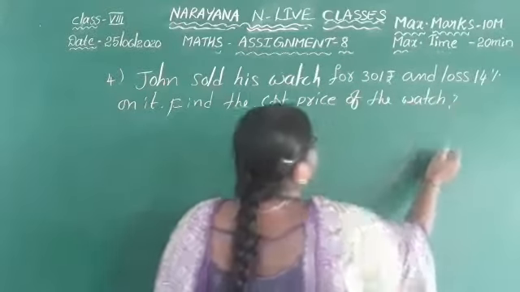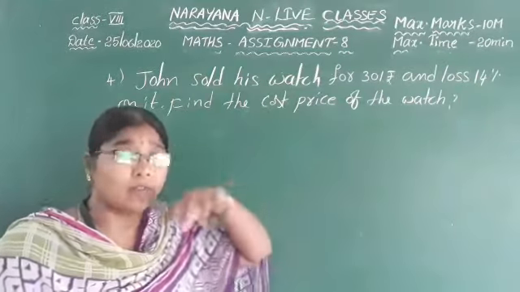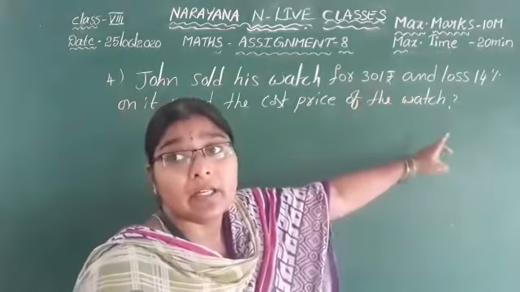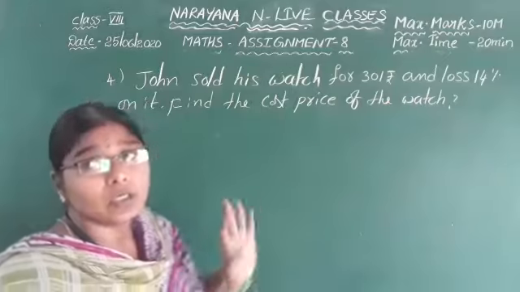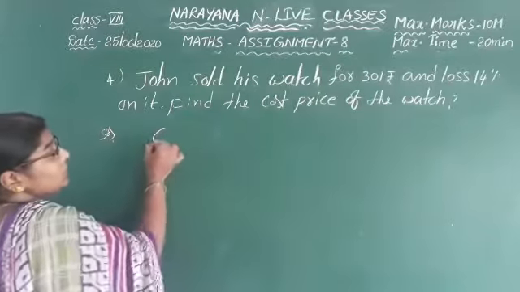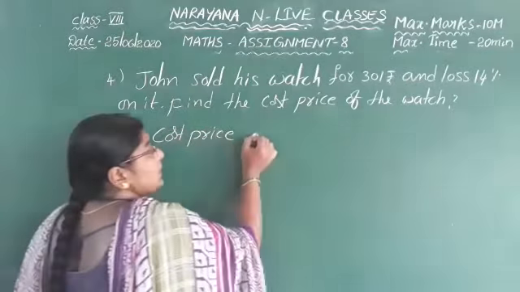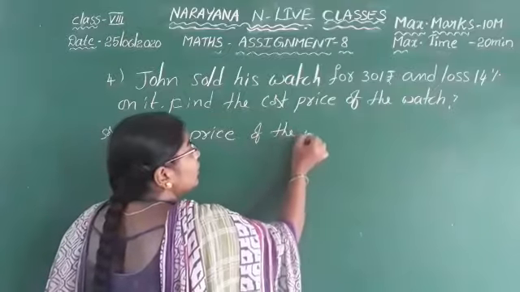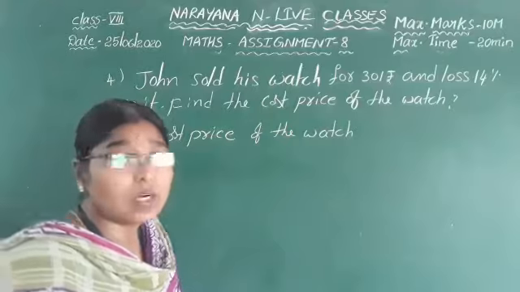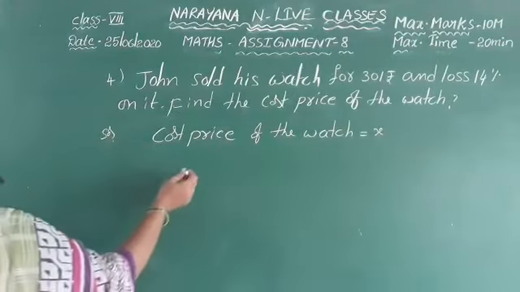Here, we don't know the cost price, so that's why we have to find the cost price of the watch. He sold it for 301 rupees, but he lost 14%. Is the cost price of the watch given in the question? No, it's not given. So we take the cost price of the watch as x.